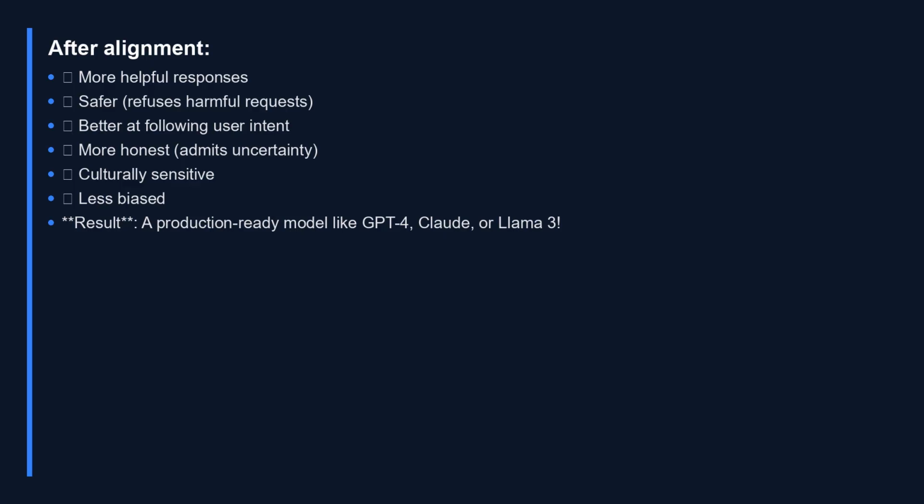After alignment, the model is production ready. Responses are more helpful and better calibrated to what users actually want. The model refuses genuinely harmful requests. It admits uncertainty rather than being confidently wrong. It's more culturally sensitive and less prone to generating biased content. This is what separates a raw instruct model from something like GPT-4 or Claude. The alignment phase is doing a lot of heavy lifting that's easy to underestimate.